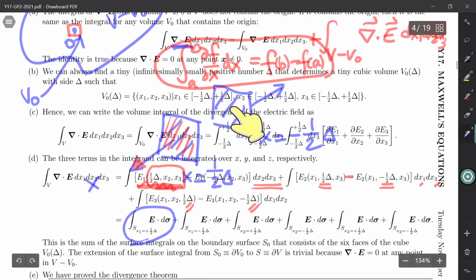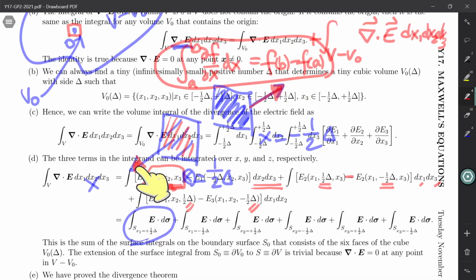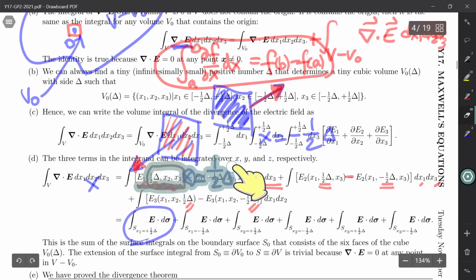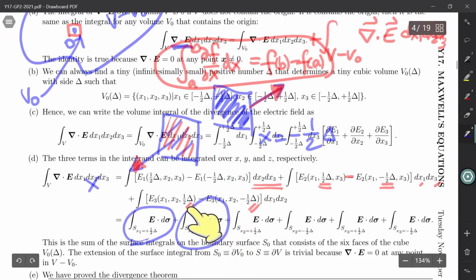And the second term is evaluated at the x value minus 1/2 delta and integrated over x2 and x3, the y-z plane. But we have a negative sign. This negative sign stands for the direction of the surface heading opposite to this positive direction. Therefore, without approximation, the relation is exact, to find the surface integral evaluated at x equals minus 1/2 delta.